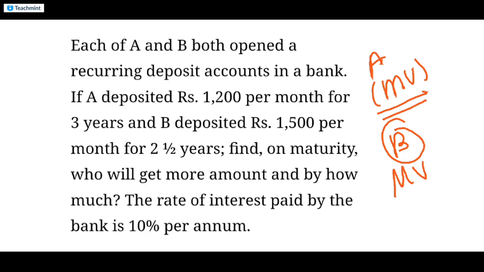Ma'am, yes. Tell me. Ma'am, the MV for A is 49,860. 49,860. Okay, yes, that is right. Ma'am, for B, I'm getting 45,600. For B, 45,600. No, you have to also add the interest into that. 45,000. No, that's not the answer.